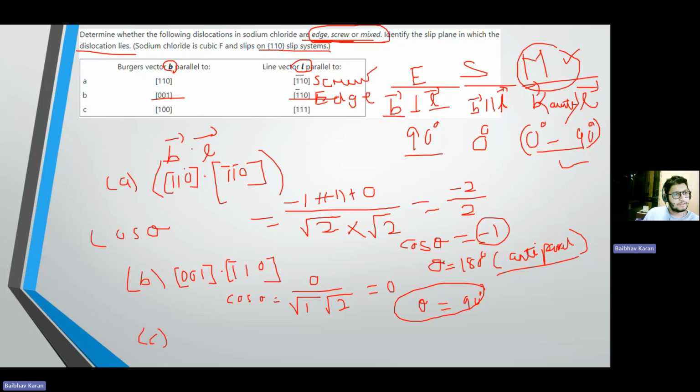Then comes point C. Let's see what is happening in C. [1 0 0] and [1 1 1]. Let's find the value of cos theta. 1 into 1, 1, plus 0 into 1, 0, plus 0 into 1, 0. 1 divided by root of 1 square plus 0 square plus 0 square, which is root 1, into root of 1 square plus 1 square plus 1 square, which is root 3. So cos theta equals 1 by root 3. Right? Did I make any mistake? Cos theta equals 1 by root 3 we are getting.